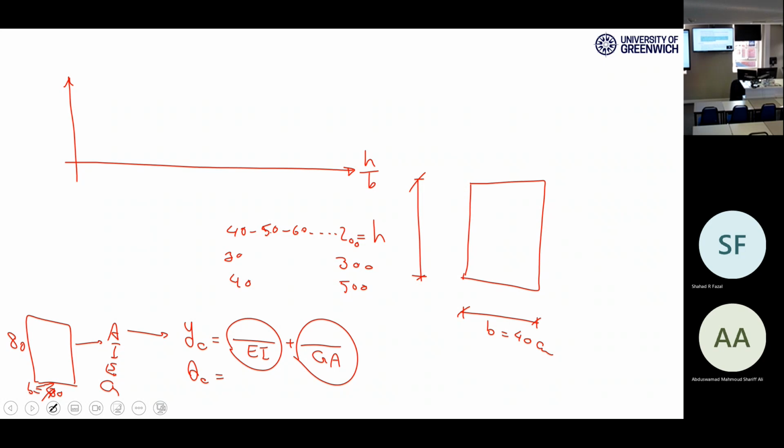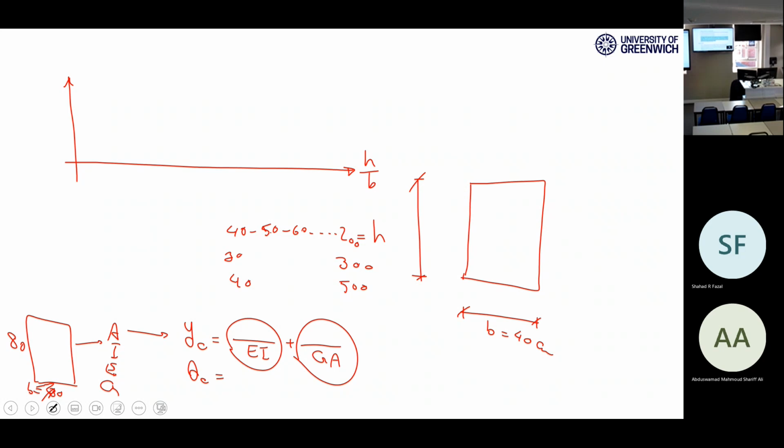I want to see in A7, and this is the step of your coursework, when and how this term will get more importance. So I want to see if there are some cases that the shear force contribution to the total deformation gets more important. So I've designed this example to see how this works and if there are some cases or not.